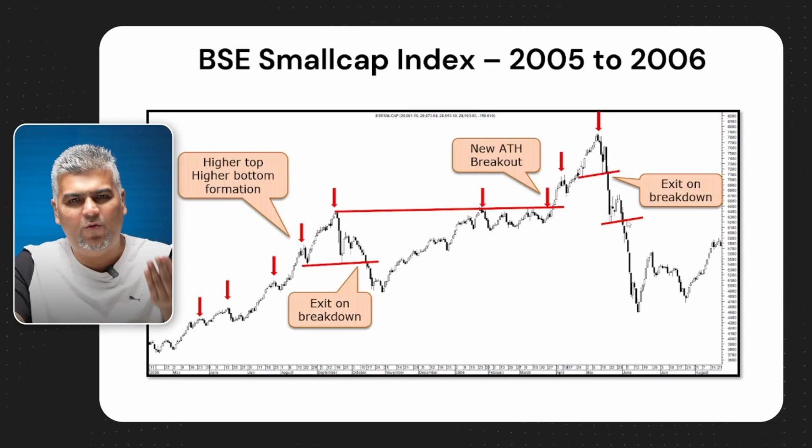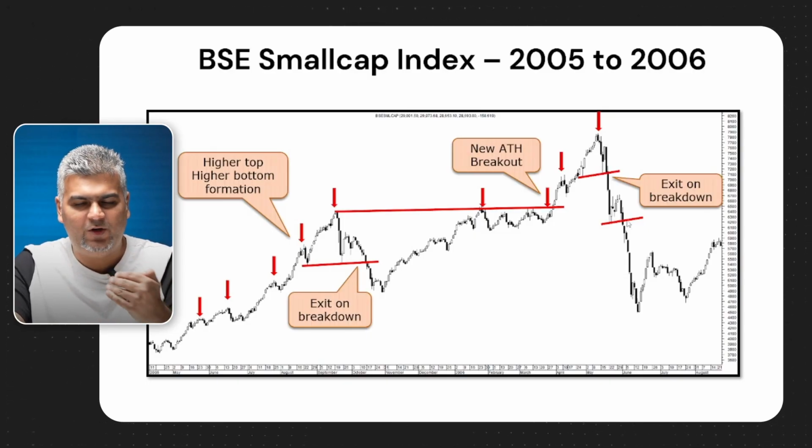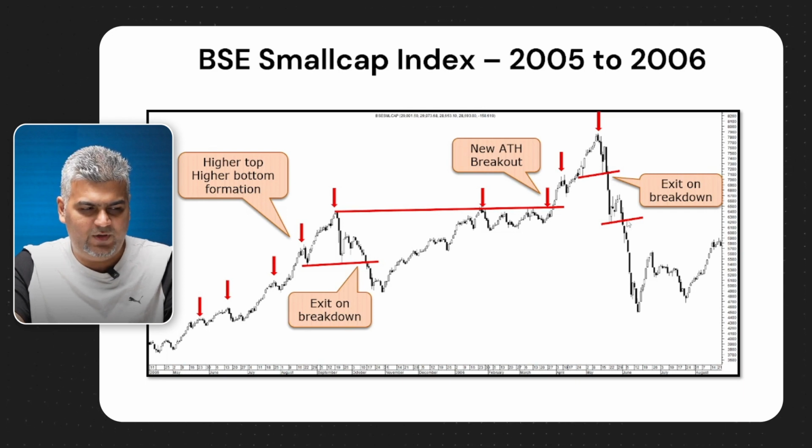Now, let us take some older examples with the same perspective of higher tops and higher bottoms. So this is the first initial cycle in 2005 when the bull market started.